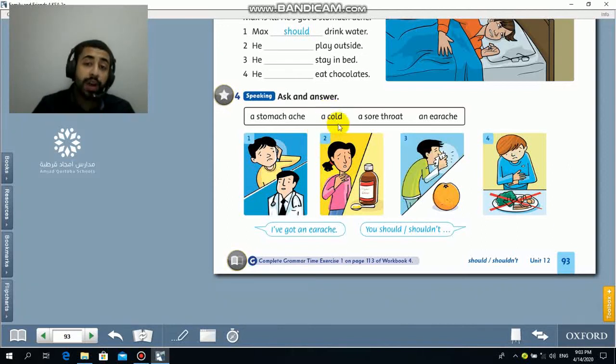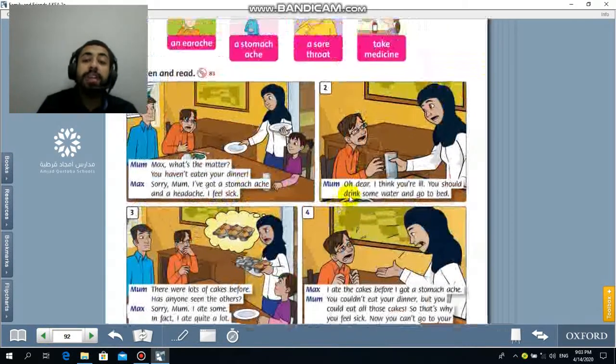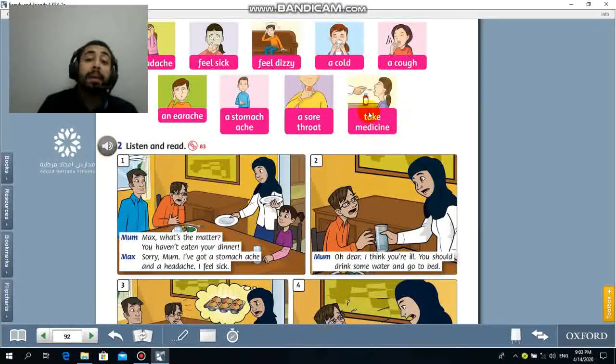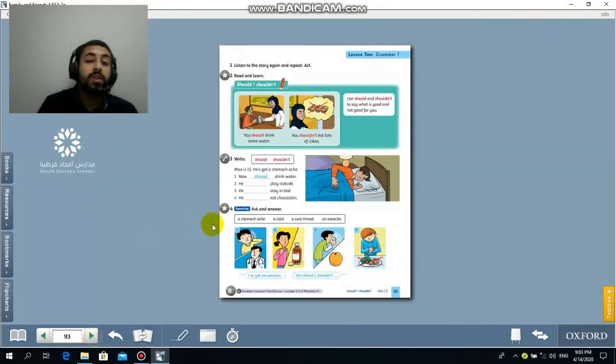And you are going to write these words with the right pictures. Okay? For example, this one, she has what? She has a sore throat, okay? So you should take medicine. You should take medicine. It's the same picture in here, okay? Take medicine. You should take medicine, okay?